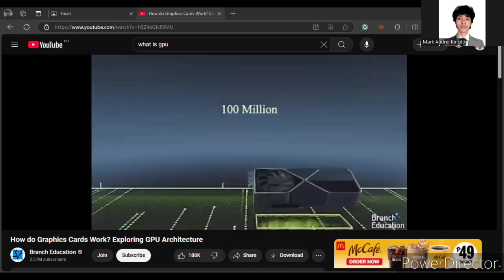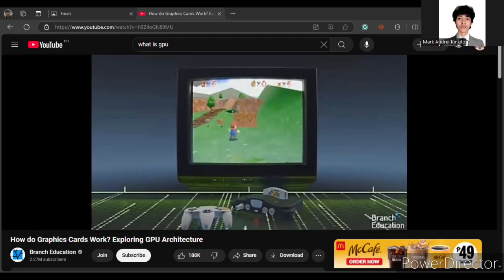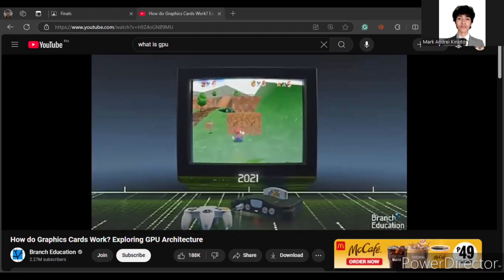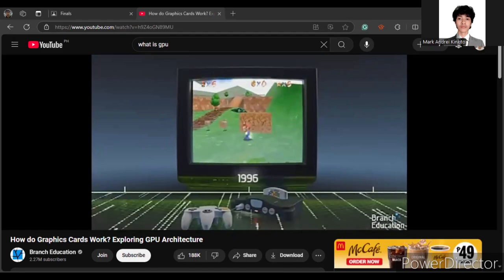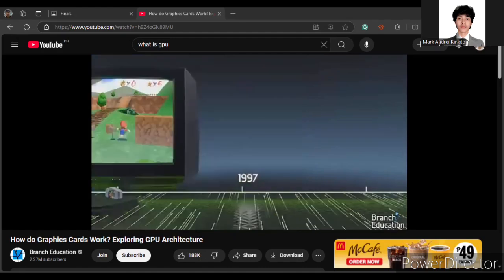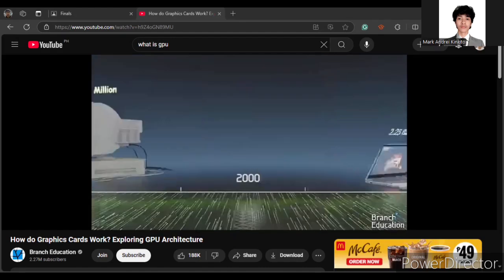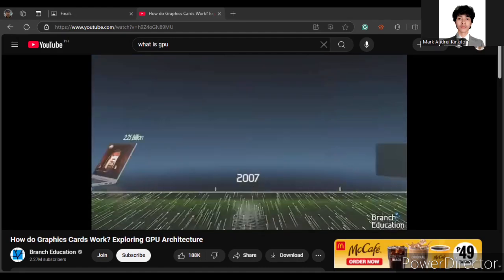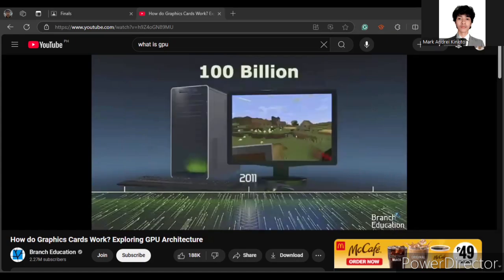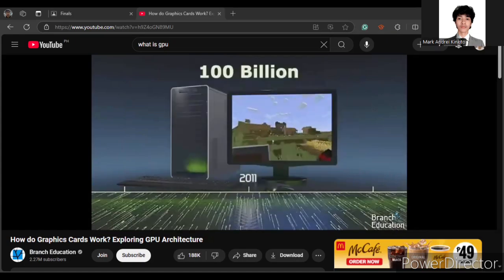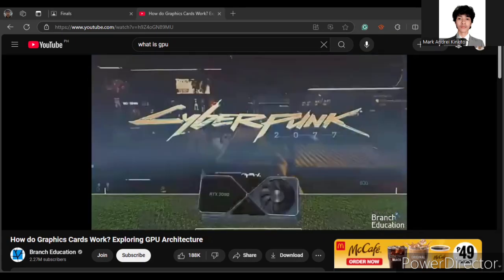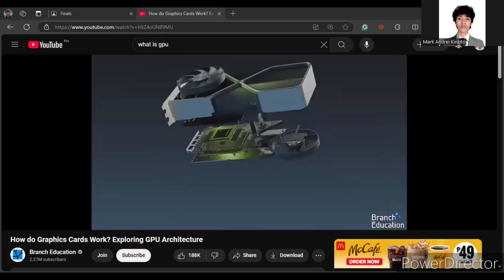A GPU, or graphics processing unit, is a highly specialized processor designed to handle the parallel processing required for rendering graphics and videos. Unlike the central processing unit, or CPU, which is designed for sequential task execution, the GPU is built to process large blocks of data simultaneously. This parallel architecture makes GPUs particularly well suited for tasks involving high volumes of data, such as graphic rendering, video decoding, and scientific simulations.